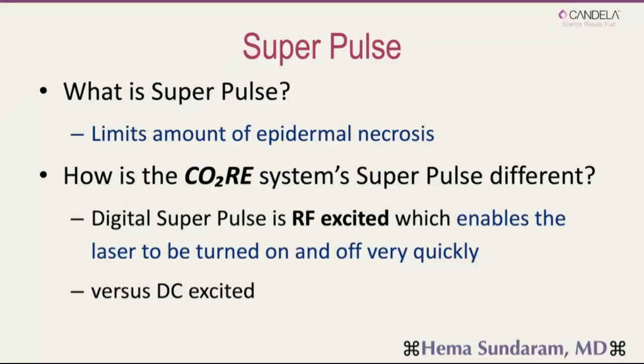So the core system superpulse is different from other types of superpulse because it's radio frequency excited. And that gives us a tremendous precision. We can turn this laser on and off very quickly in comparison to lasers where the pulse is turned on and off by direct current or DC. So this is the power of radio frequency.